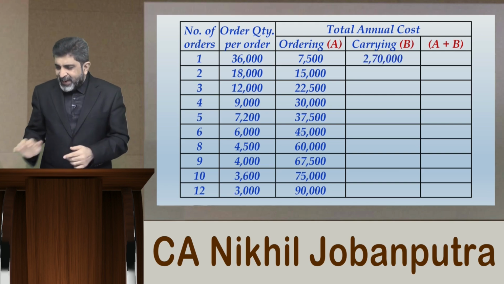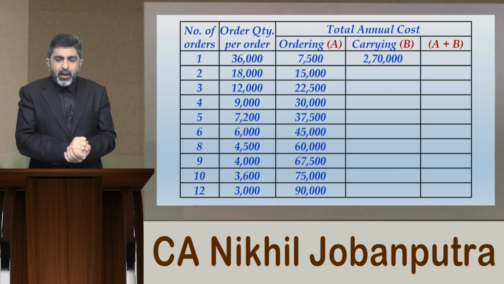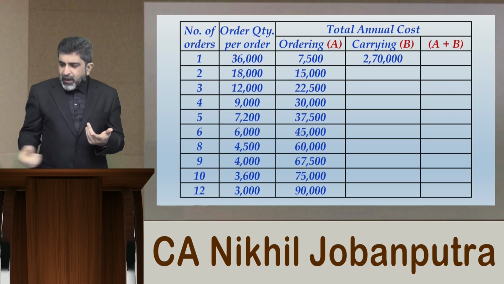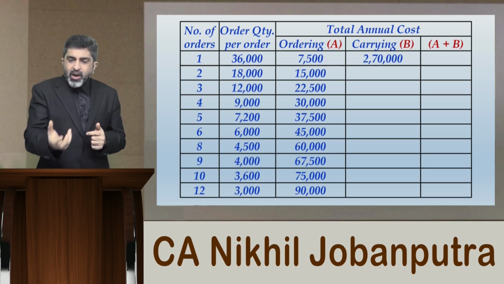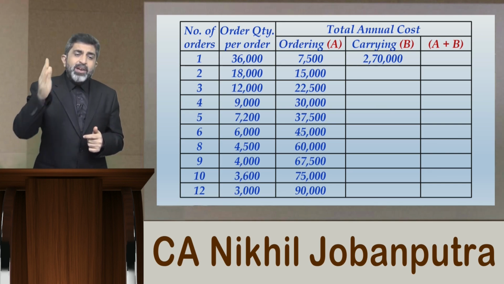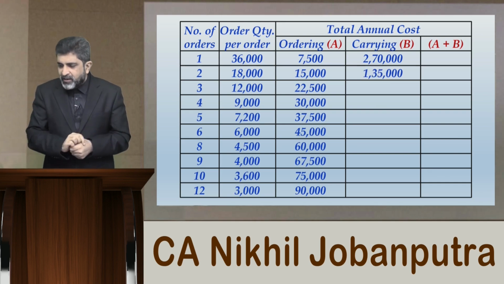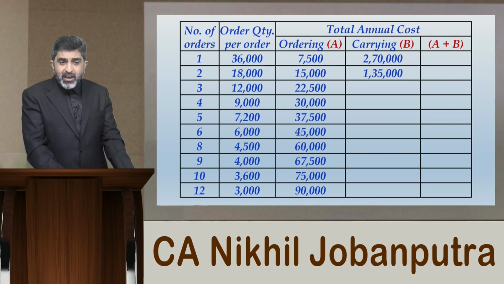And when you multiply 18,000 by rupees 15 per unit, you will get 2,70,000 as your total annual carrying cost. Now in the second line, you are placing an order for 18,000 units at a time, so your order quantity is 18,000. Average inventory will be half of 18,000, that is 9,000, and multiplying by 15 gives 1,35,000 as your total annual carrying cost in the second line.